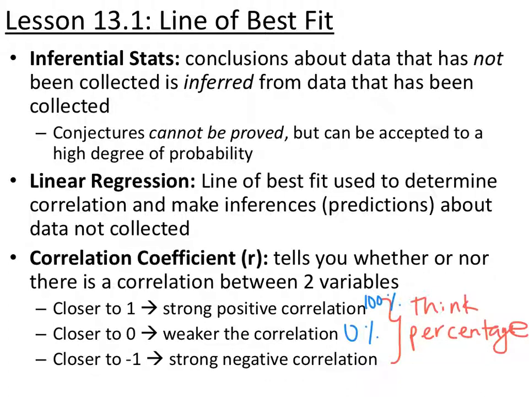So you want to think of it like a percentage. The closer to 1 or -1 would be like 100% correlation. The closer to 0 would be like a 0% correlation. So if you got something like R equals 0.8, that would be about 80% correlation. So there's an 80% chance that these two variables are correlated to each other.